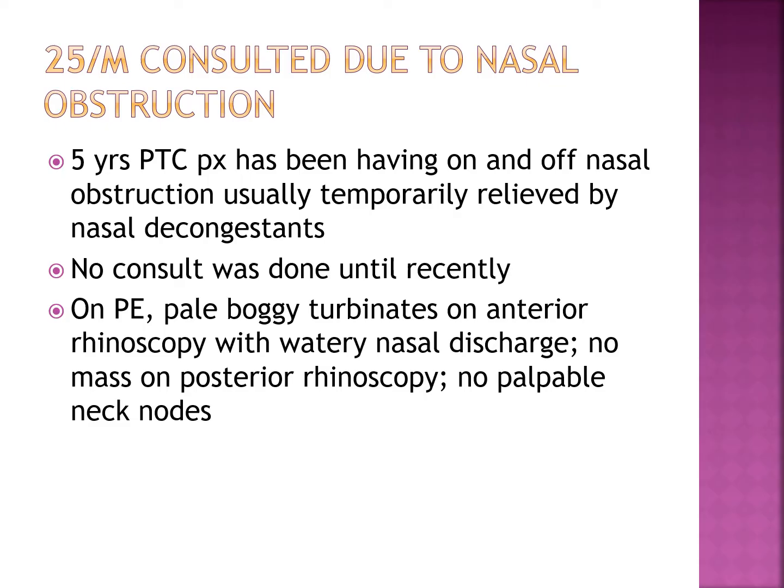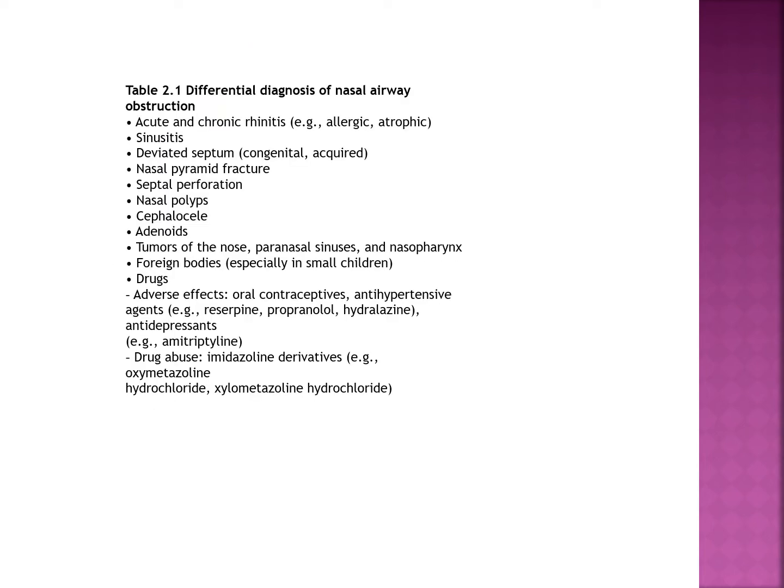Here is a case of a 25-year-old male consulted due to nasal obstruction. Five years prior to consult, patient has been having on and off nasal obstruction, usually temporarily relieved by nasal decongestants. No consult was done until recently. On physical exam, there were pale boggy turbinates on anterior rhinoscopy with watery nasal discharge. No mass on posterior rhinoscopy. No palpable neck nodes. What would be the differential diagnosis for this?